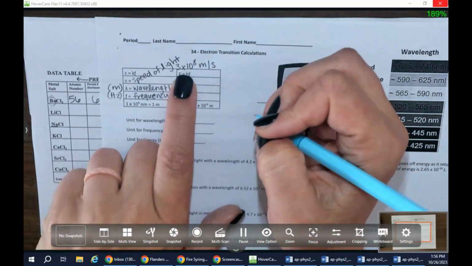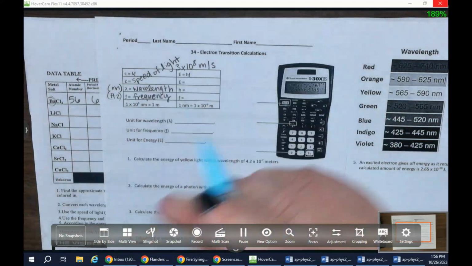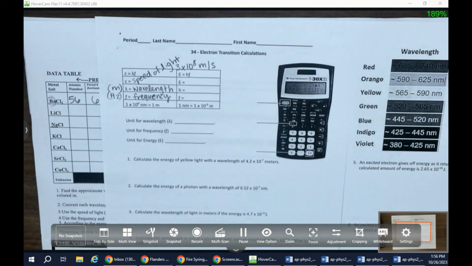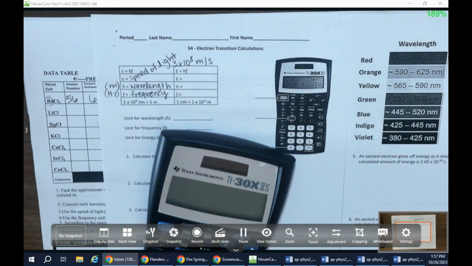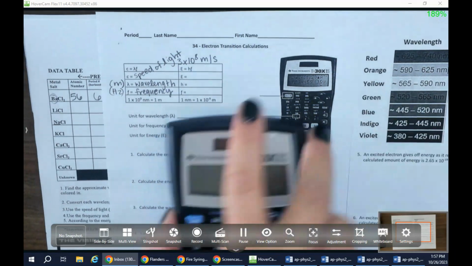So as a little recap, oh, by the way, let me pause this real quick. You guys need to go grab calculators. Make sure you have a calculator, one of my calculators, all right? Go grab it. Put it on your desk. Okay, so we now have our calculator, right?